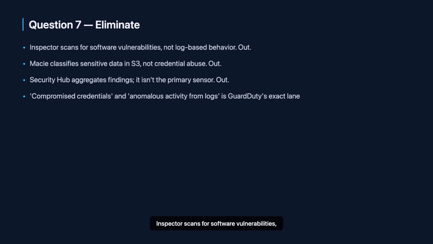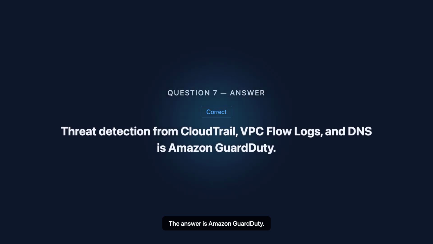Eliminate. Inspector scans for software vulnerabilities, not behavior in logs, so it's out. Macie classifies sensitive data sitting in S3, which has nothing to do with credential abuse, out. Security Hub aggregates and correlates findings from other services. It's not the primary sensor doing the detecting, out. Compromised credentials and anomalous activity drawn from logs is exactly one service's lane. The answer is Amazon GuardDuty.